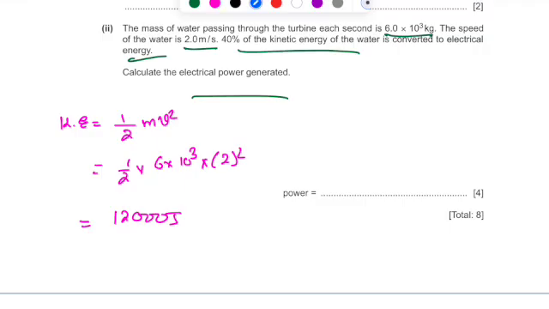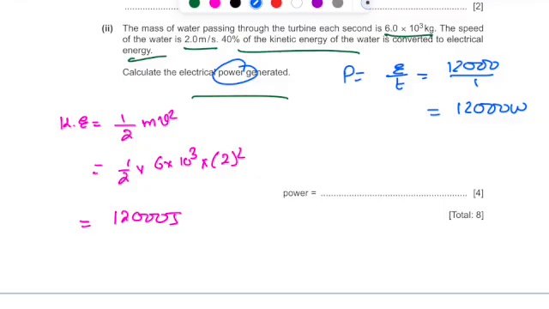But I want power. So power equals energy divided by time. Energy was 12,000 and time is 1 second. So which is nothing but 12,000 watts. But again, it is only 40%. So the efficiency will be 12,000 times 40 upon 100, which is going to be 4,800 watts, because power is in watts.